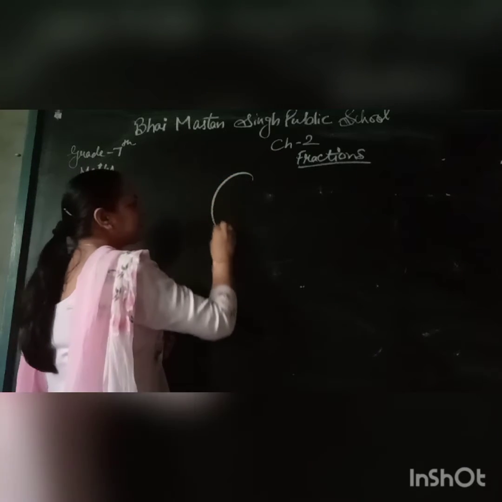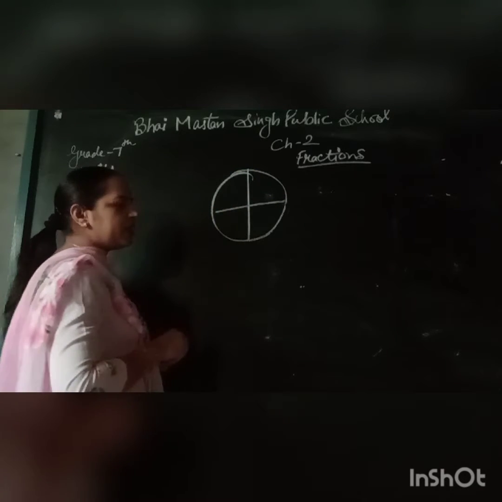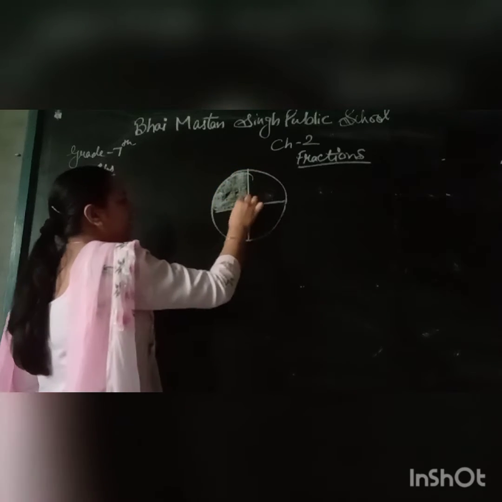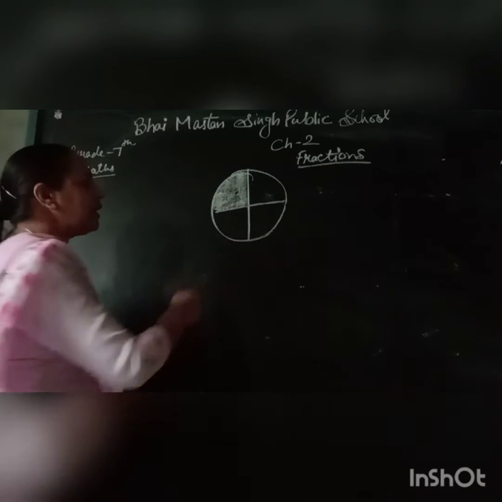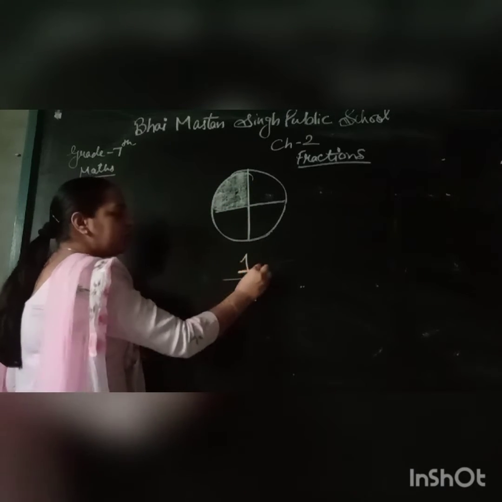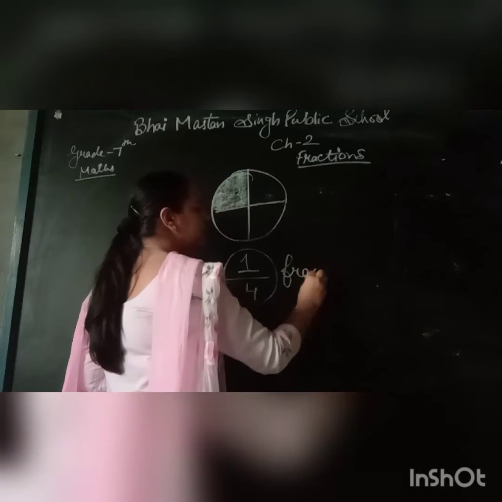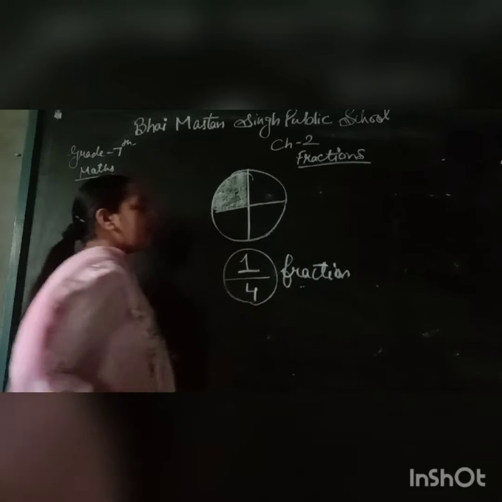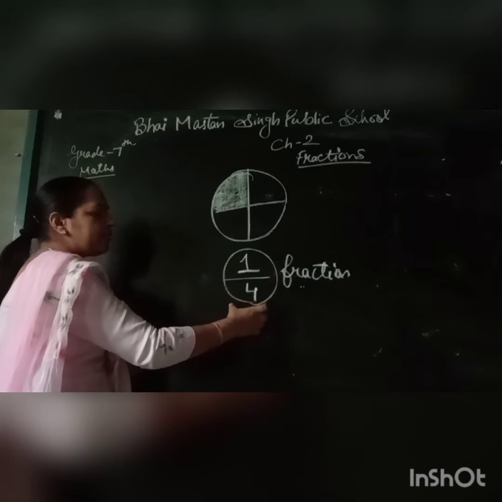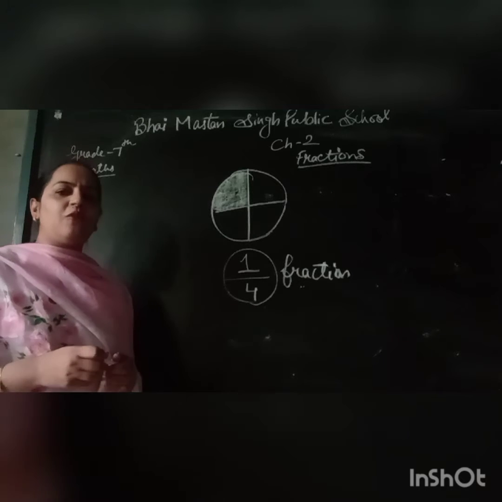I have this circle and I cut it into 4 portions and I shaded this portion only. So how can I identify which portion I have shaded? It means I have 4 portions, from which I have shaded only one portion. So this is called a fraction. It is a part of a whole. I have shaded a part from the whole. Which part have I shaded? 1/4 part of the whole circle I have shaded. This is the definition of a fraction.